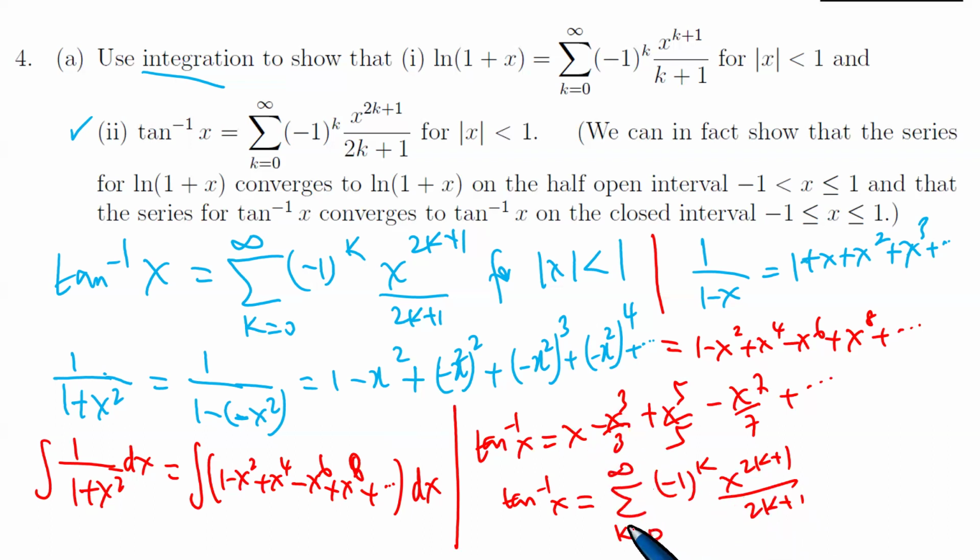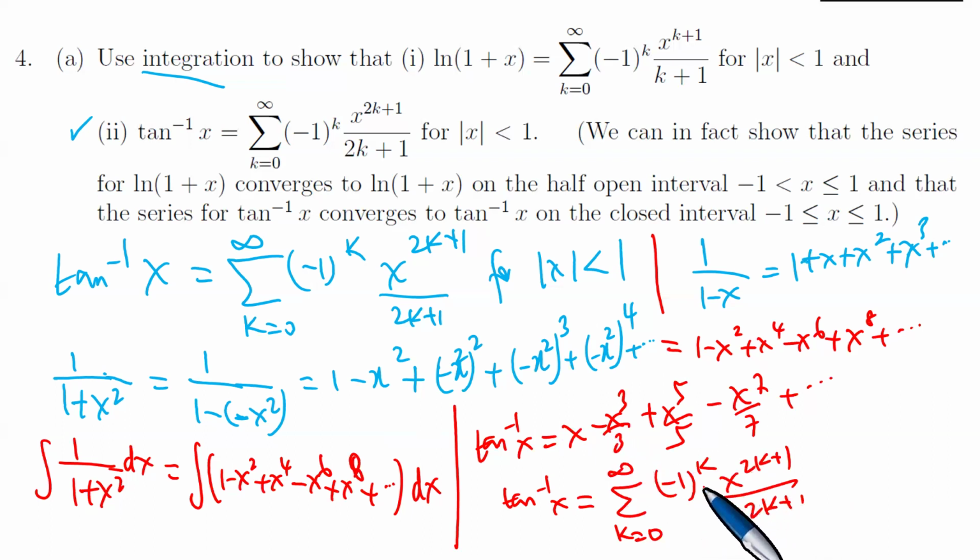When k is 1, to check that indeed this formula is equal to this, you must get this term. When k is 1, you have -1 to the power 1, which is that. When k is 1, you have x to the power 3, and then this is 3. When k is 2, you must get the 5. Let's check. 2 times 2 is 4, plus 1 is 5, and 2 by 2 is that.